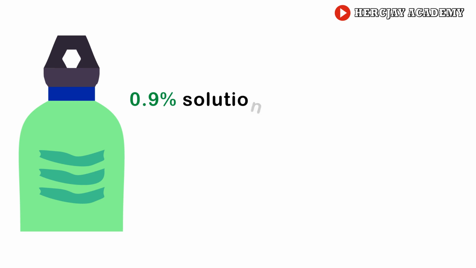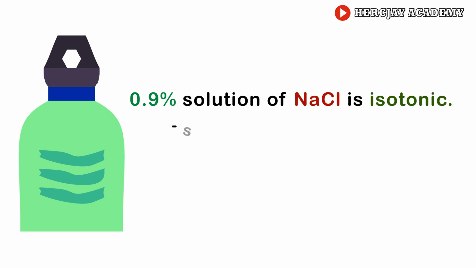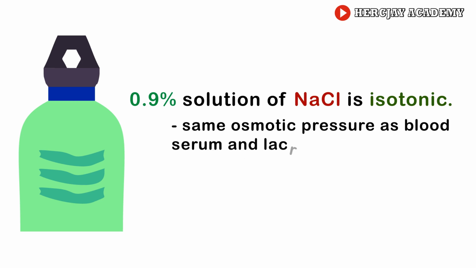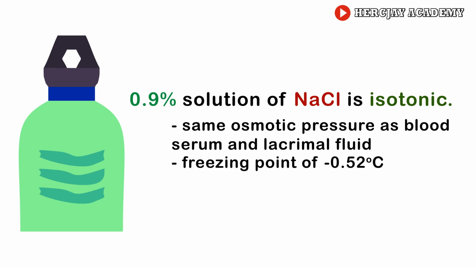Another important fact we must remember is that a 0.9% solution of sodium chloride is isotonic. This means that it has the same osmotic pressure as the normal body fluid like blood serum and lacrimal fluid. This also means that it freezes at approximately minus 0.52 degrees C. Let me demonstrate how this value was arrived at.